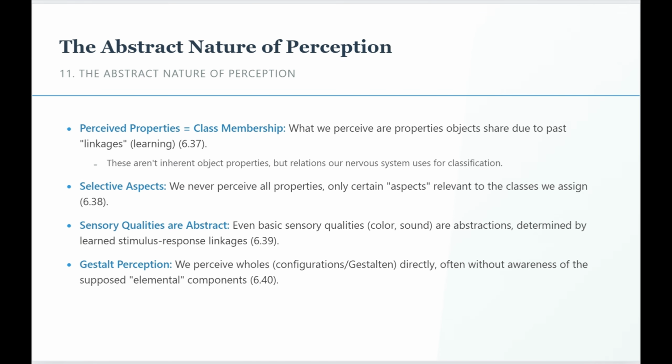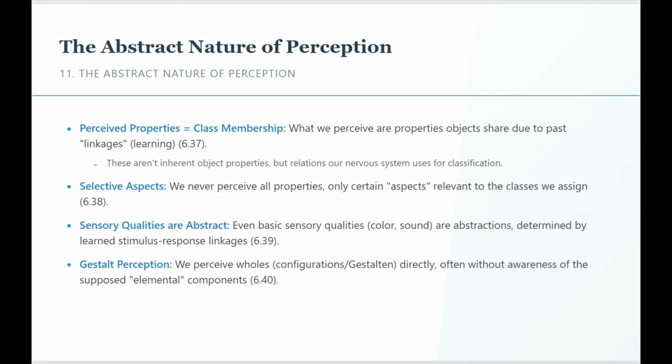So, what we perceive are really just indicators of class membership. These perceived properties aren't inherent in the objects themselves, but are relations our nervous system uses to sort things. Our entire knowledge of the world is built from these theories or classifications, and all experience is essentially about refining or changing those theories. This means we never perceive everything about an object, not even most of its physical properties. We only perceive certain aspects relevant to the classes we assign it to.